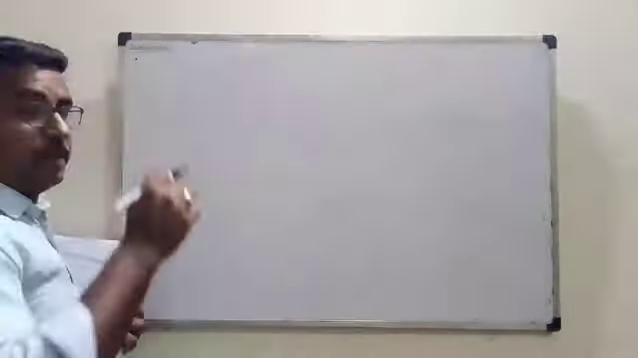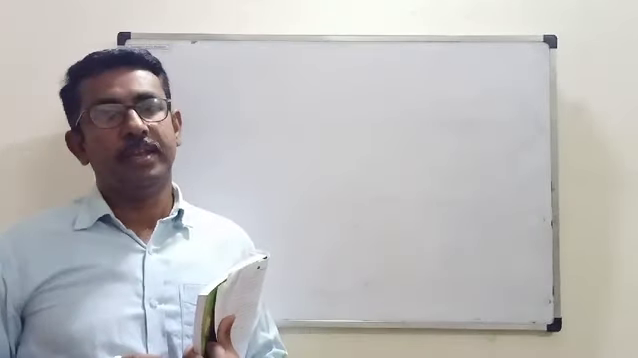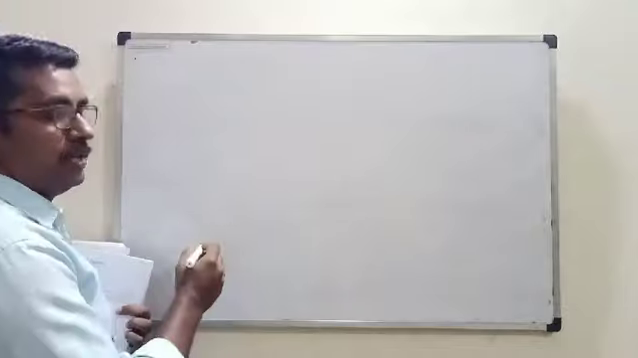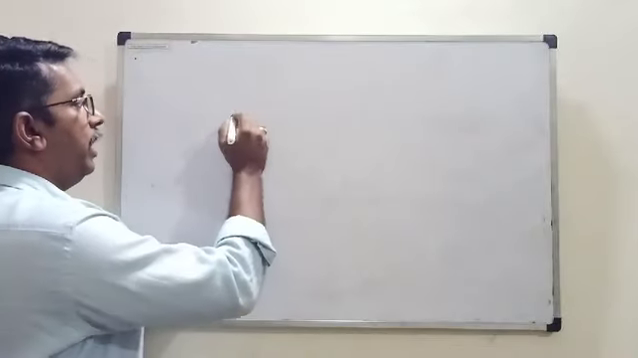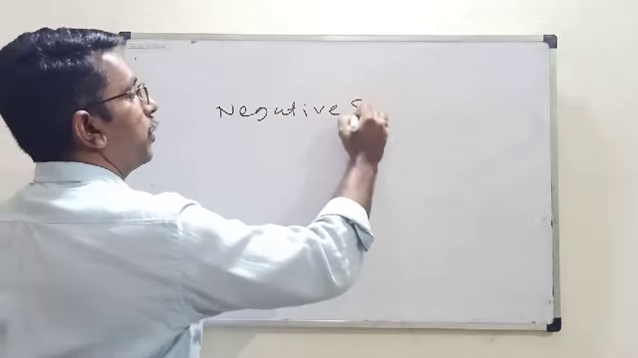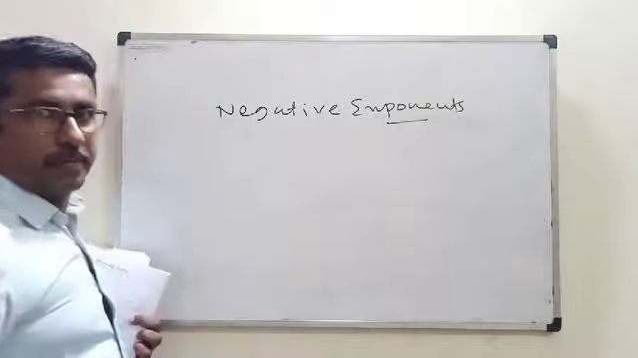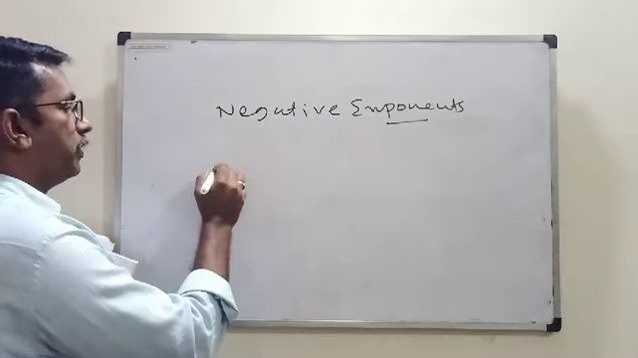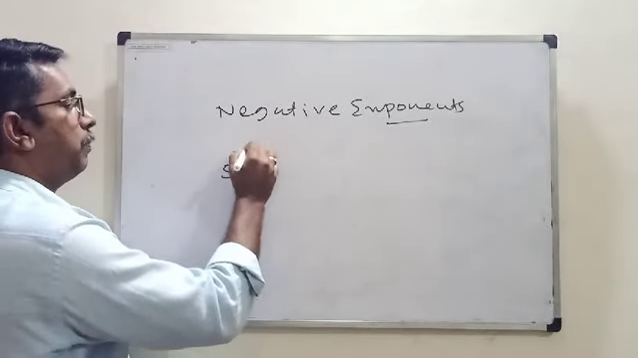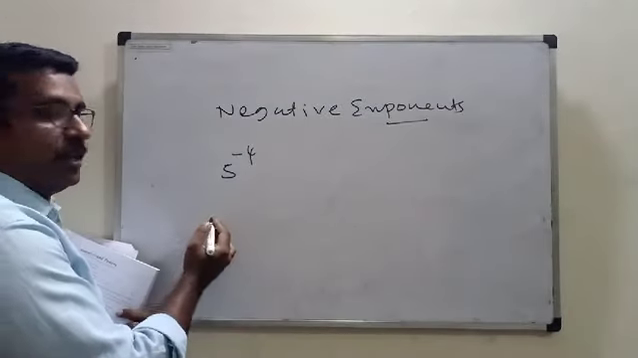We have two types of exponents, positive and negative exponents, isn't it? Positive exponents we know already, we discussed about. Let us discuss about negative exponents. You know about negative exponents, isn't it? So look at this one. 5 to the power minus 4. It is a negative exponent, isn't it?